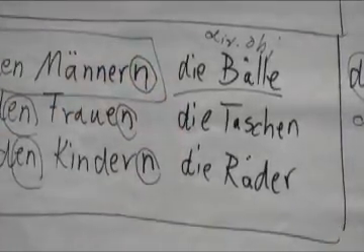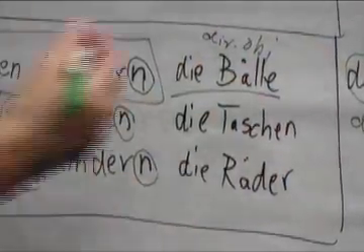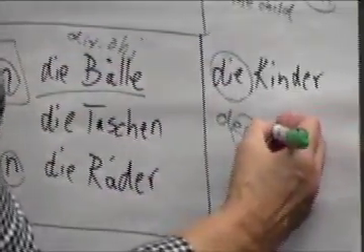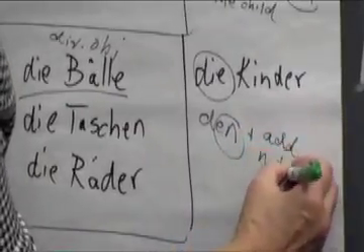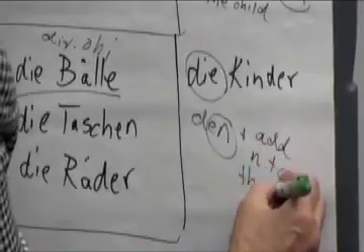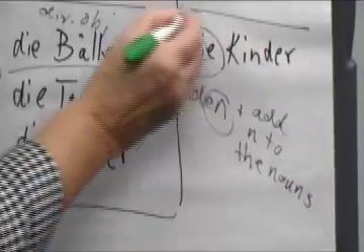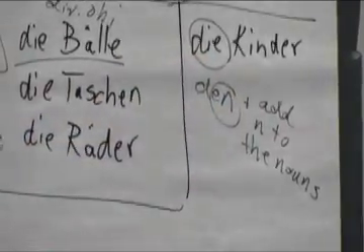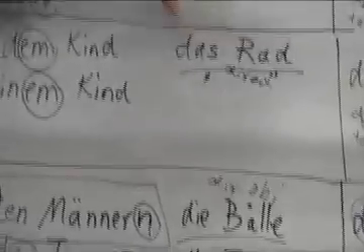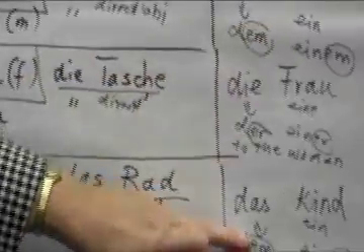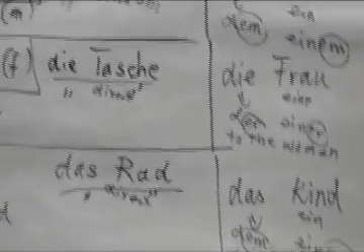So, not only do we change the original die, marking the plural, to den, but we have to add an N to the noun. The noun, so in the plural. Okay. So what's the telltale sign of dative? M, N, and R.